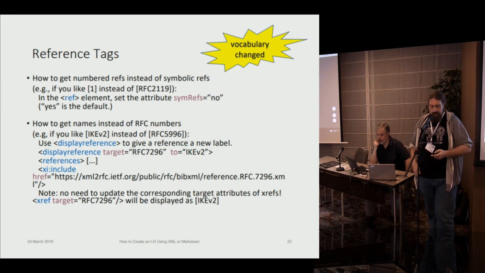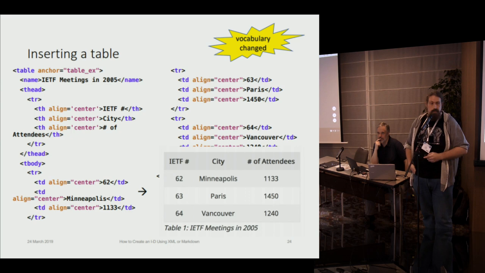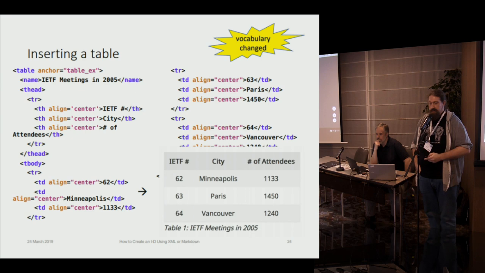Also, there's now support for tables. If you are familiar with semantic HTML, the table format here is very similar. It's a way for you to put a table in without having to resort to trying to get the ASCII artwork lined up just right. This also gives you better support in HTML and PDF outputs. And here's an example of an HTML output.